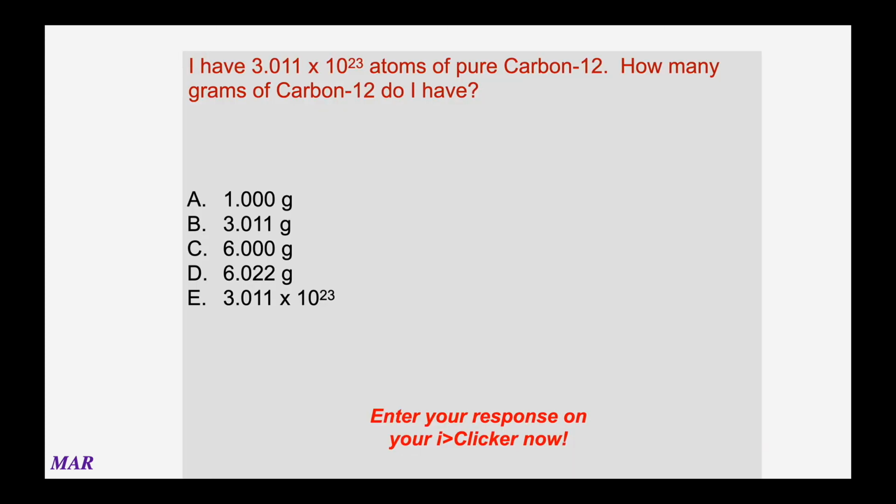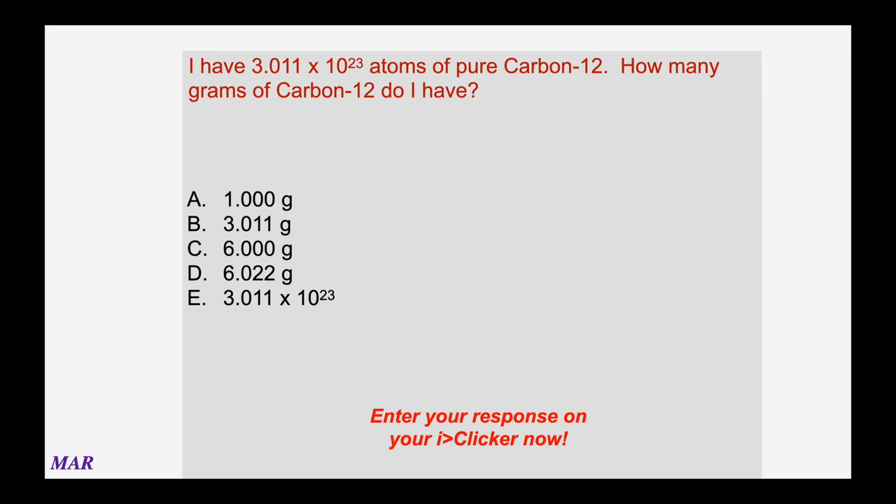Let's say that I have 3.011 times 10 to the 23rd atoms of pure carbon-12, and the question is, how many grams of carbon-12 do I have? Okay, so I'm starting with atoms this time, and I want to get to grams, so I'm going to go atoms to moles to grams, the opposite, like we just talked about. To go atoms to moles, I'm going to use Avogadro's number, and from moles to grams, I'm going to use carbon's number. And since it's pure carbon-12, that means it's exactly 12 grams per mole.